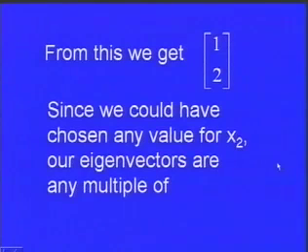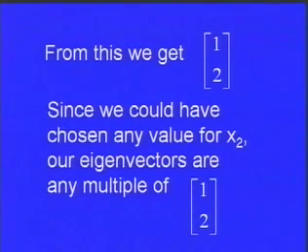So we could have chosen any value for x2. Our eigenvectors are any multiple of that (1, 2). Okay, so I just as easily could have chosen a 4 for x2 and gotten a 2 for x1. I'm just writing down the (1, 2) because it's probably the nicest looking of all of my possibilities.